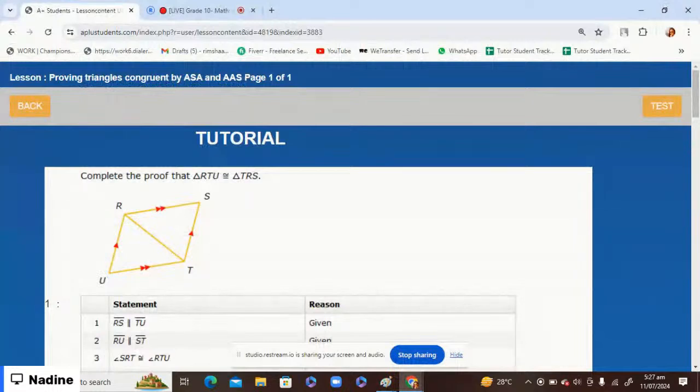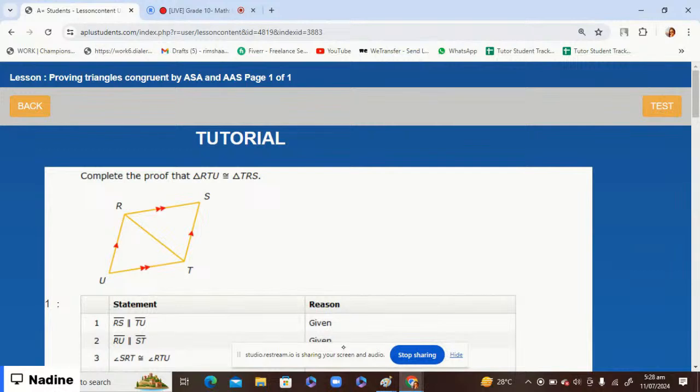Okay. So firstly, RTU and TRS. We are going to find all of these out. So it means that we check. These two lines represent parallel lines. Okay. What are these two lines? They show parallel lines. All right. So what are these two lines that are parallel lines?